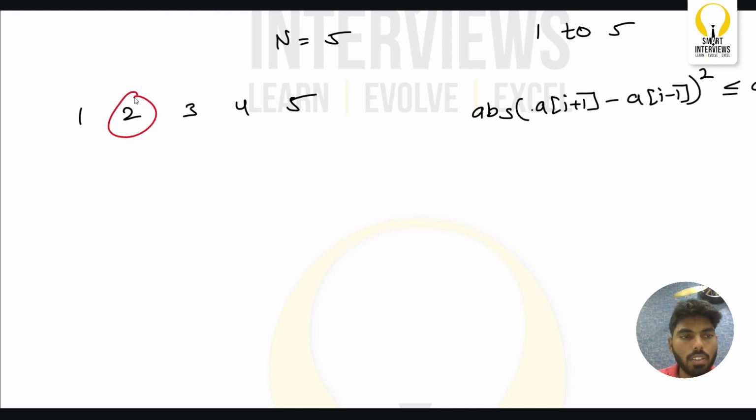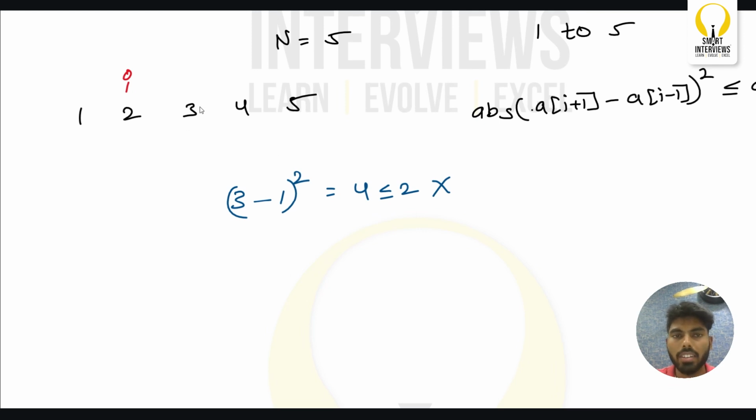Let us assume this element is present at the ith index. What is the i plus 1 value? 3. What is the i minus 1 value? 1. What is 3 minus 1, whole square? 2 square is nothing but 4. But is 4 less than or equal to 2? No. So this is an invalid permutation, it is going wrong here itself. Hence this permutation is invalid.